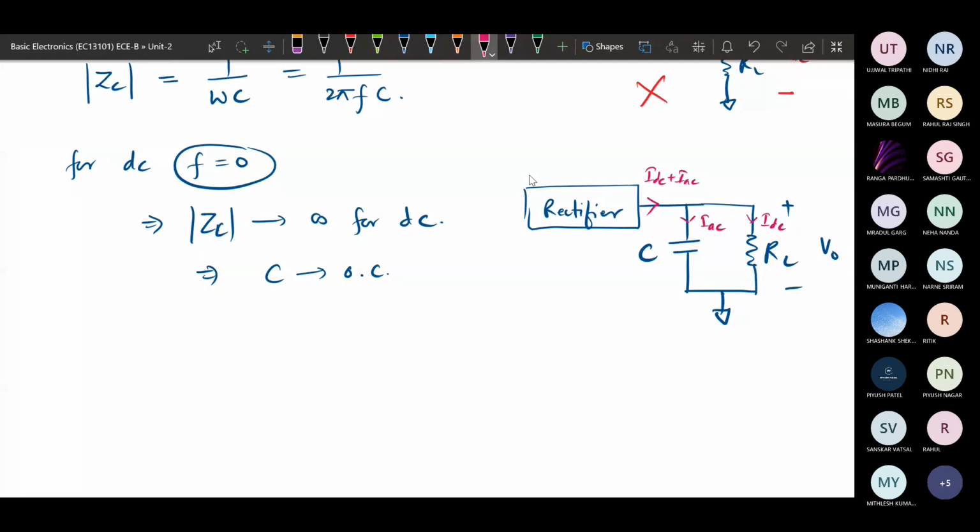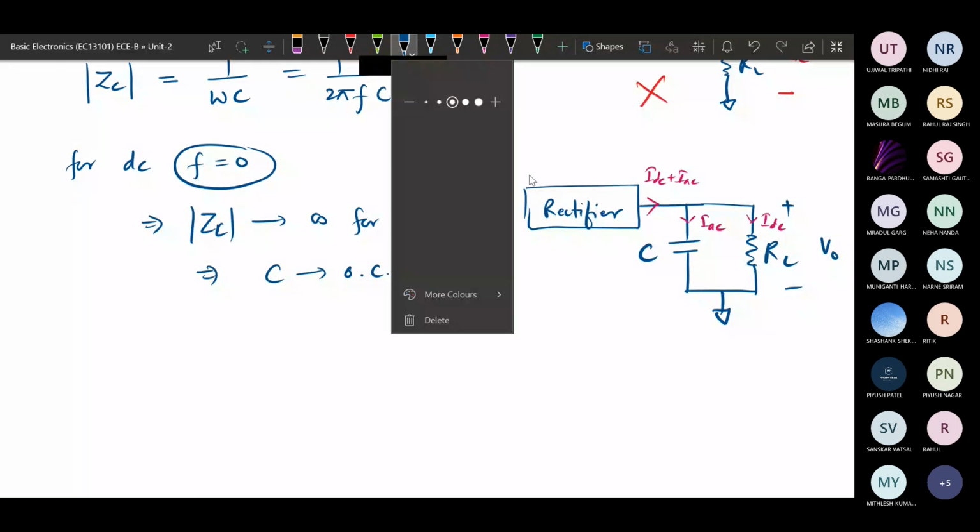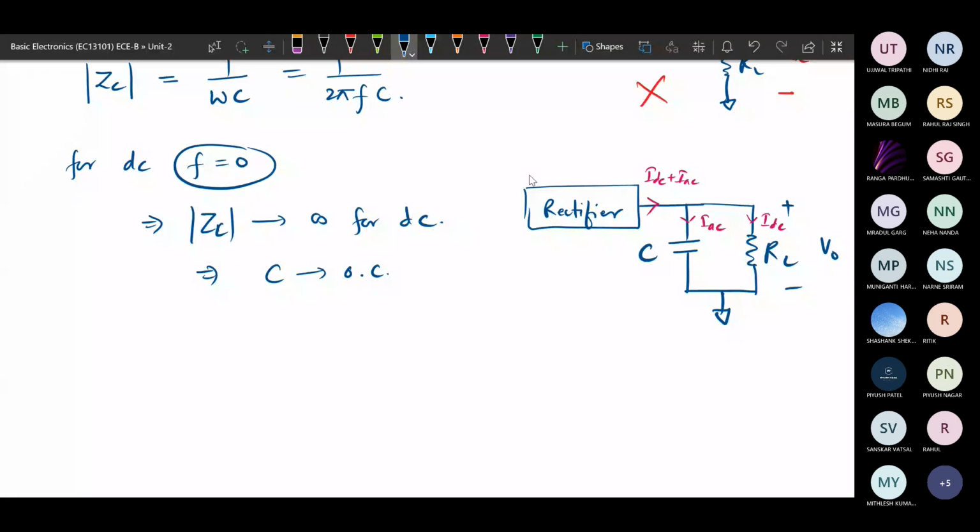Basically we are filtering out the AC component and keeping the DC component of the output voltage that we require. From there we can also see in case of other circuits, ZC is inversely proportional to frequency. That means if the frequency is high, frequency is high.